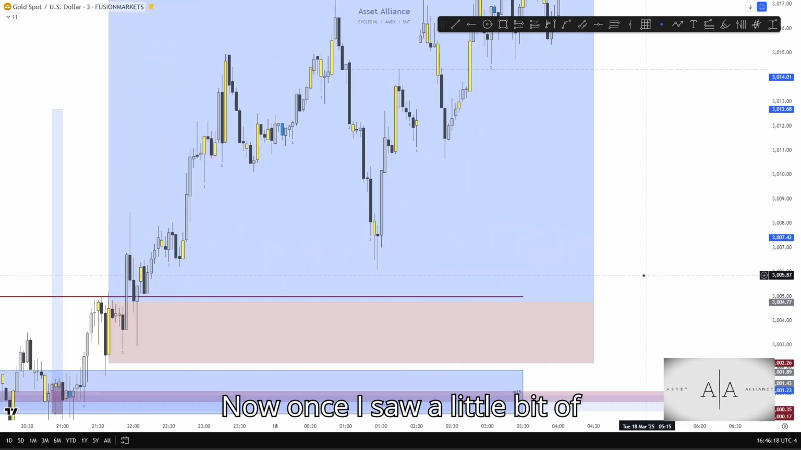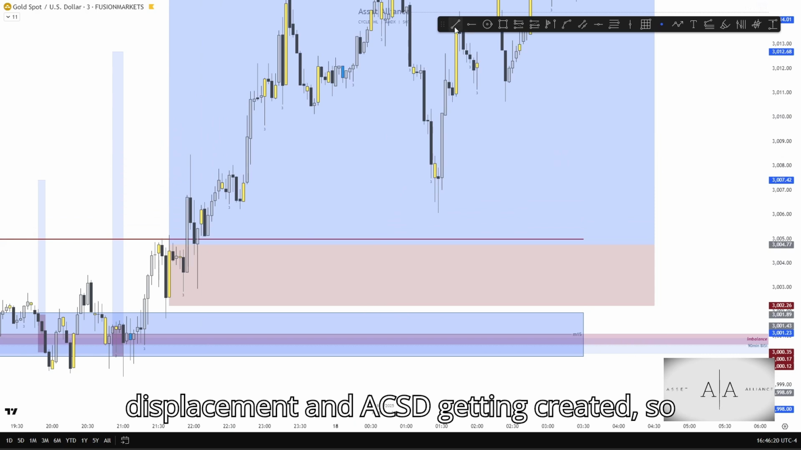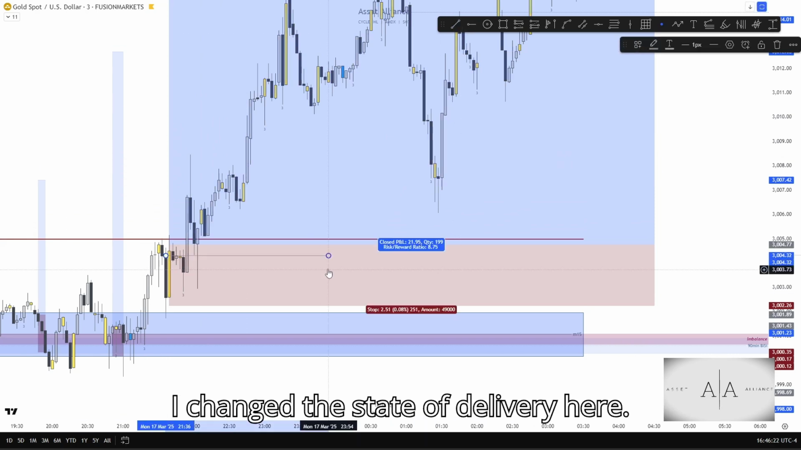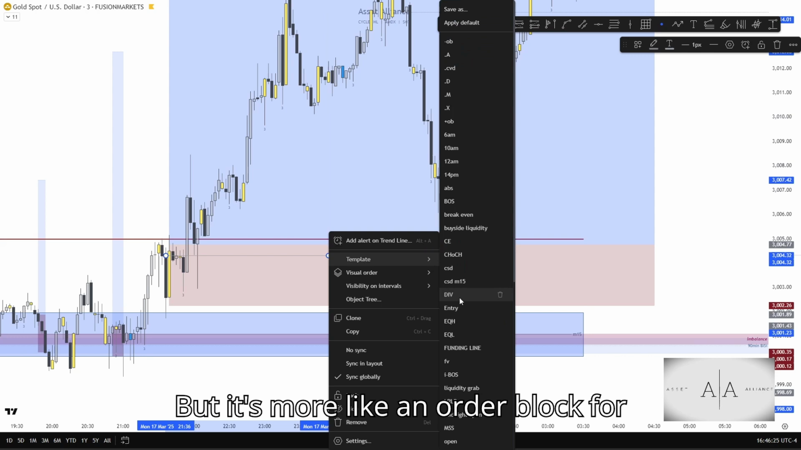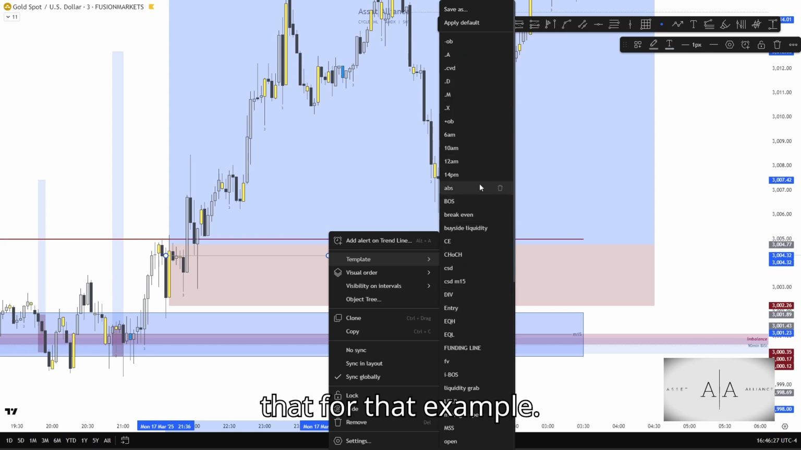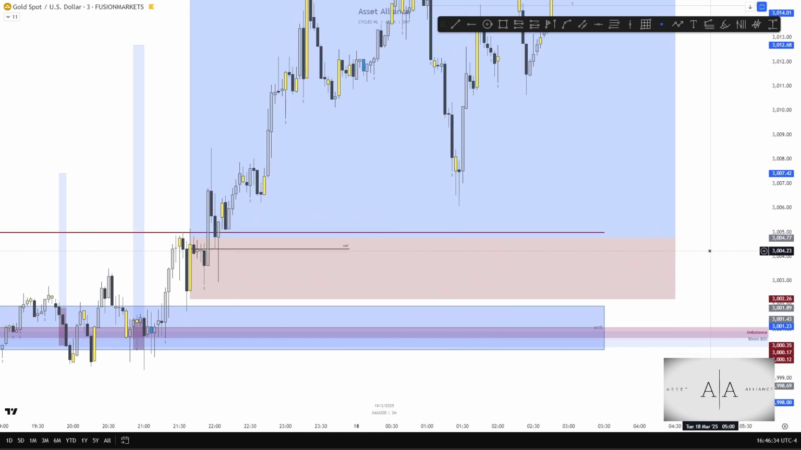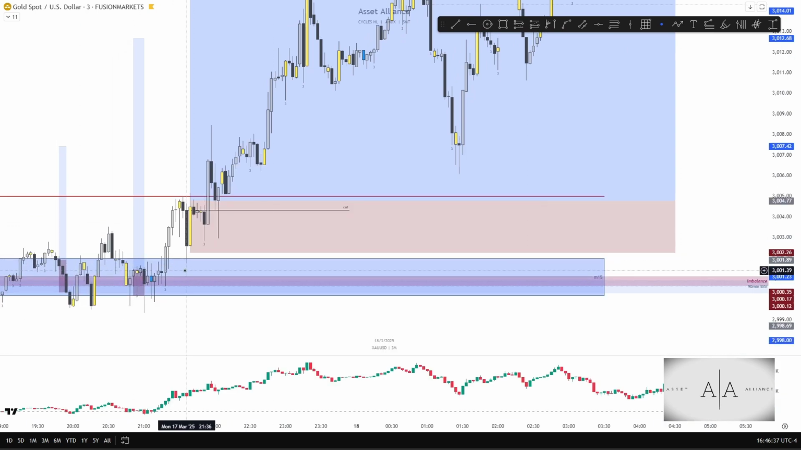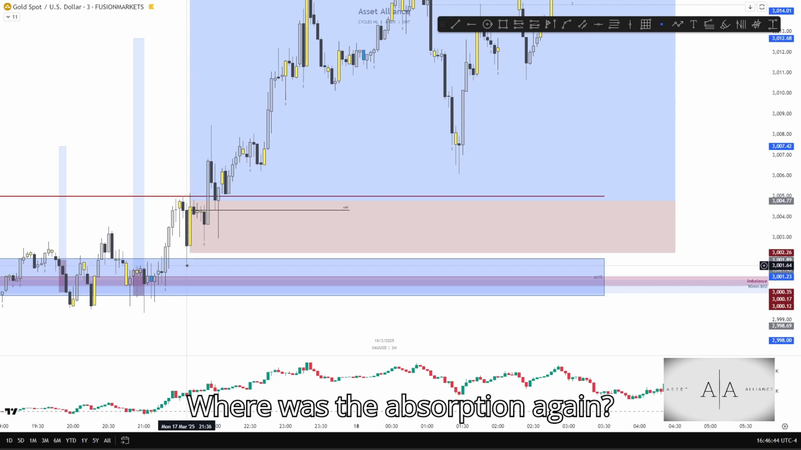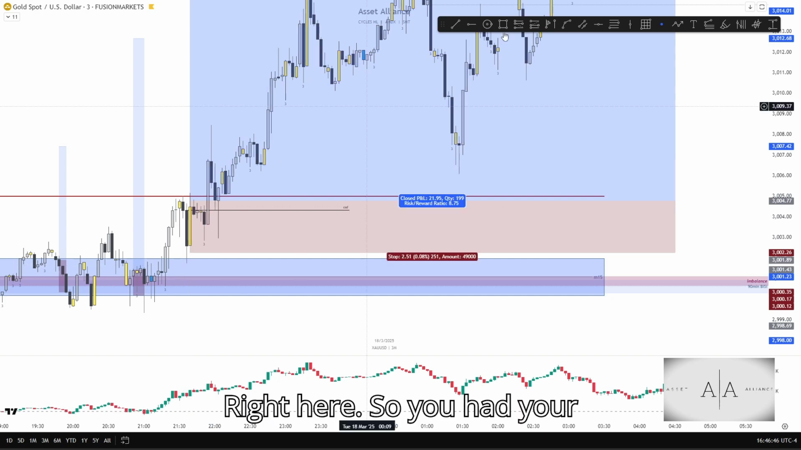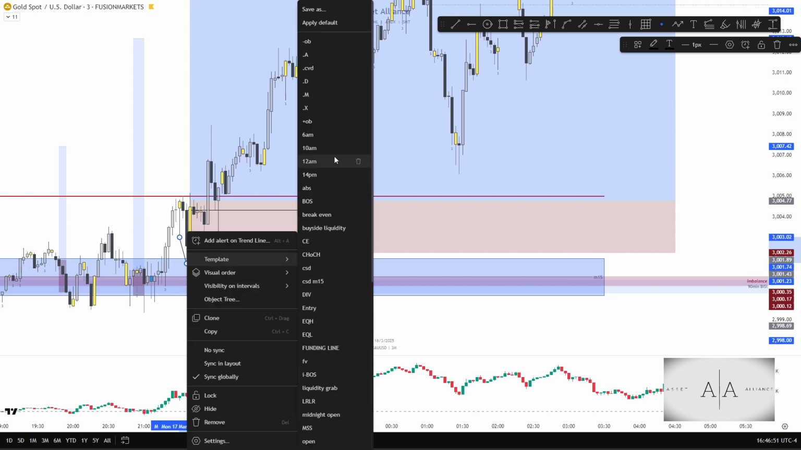Now, once I saw a little bit of displacement and a CSD getting created, I changed in state delivery here, but it's more like an order block for that example. Where's my CSD? So you have your M3 CSD right here. From what I remember, there was absorption. Where was the absorption again? Right here. So you had your absorption from that point on.